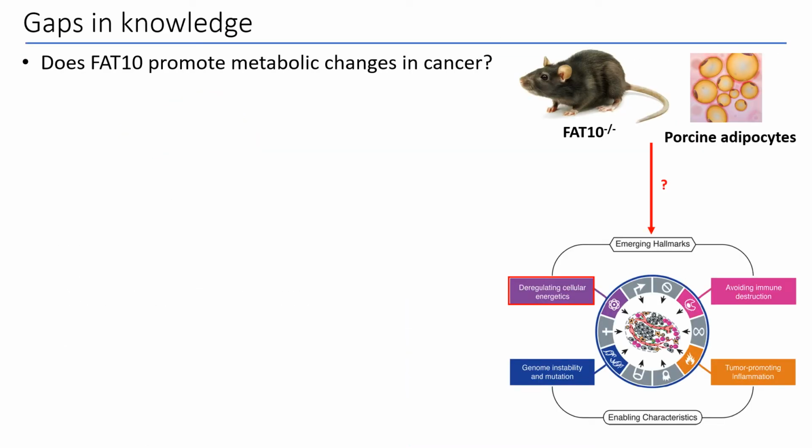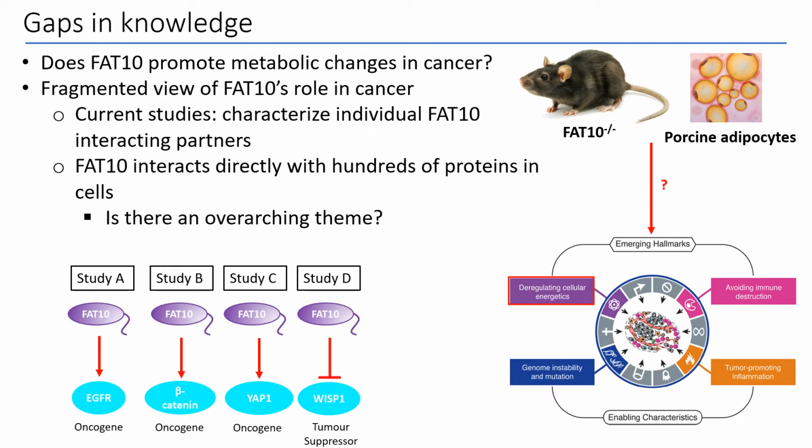This brings us to the gaps in knowledge which my study hopes to address. Firstly, FAT10 appears to induce metabolic changes in a physiological context, but whether or not it does so in the pathophysiological context of cancer has not been explored. Secondly, there's currently a fragmented view of FAT10's role in cancer. FAT10 can interact with hundreds of proteins in the cell, but thus far, studies have focused on functional characterization of FAT10's effects on individual interacting targets. This leaves us to the question, is there an overarching theme of FAT10's effect in cancer?